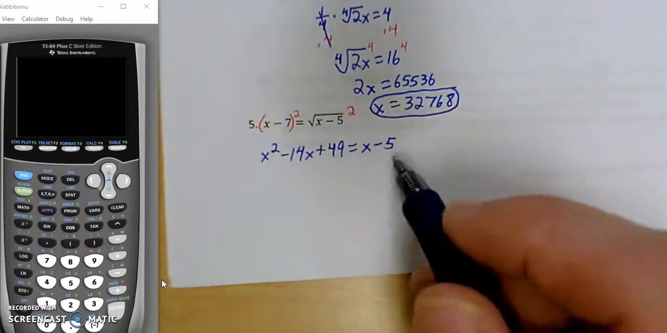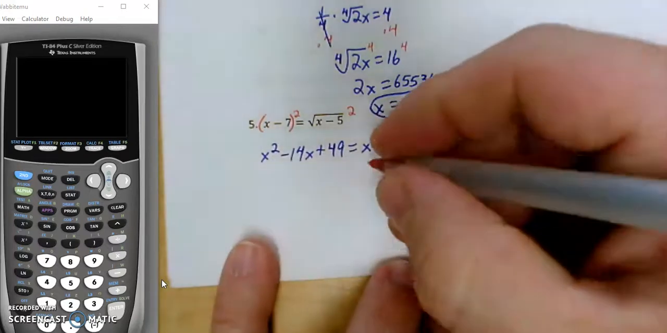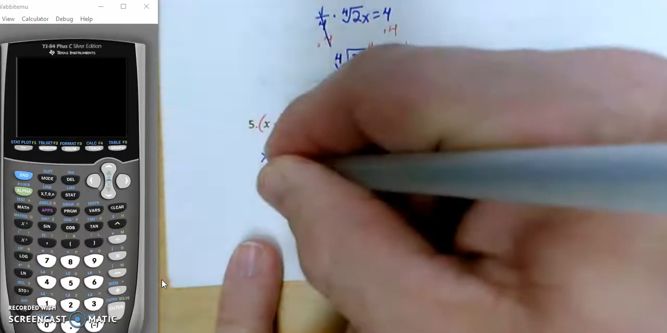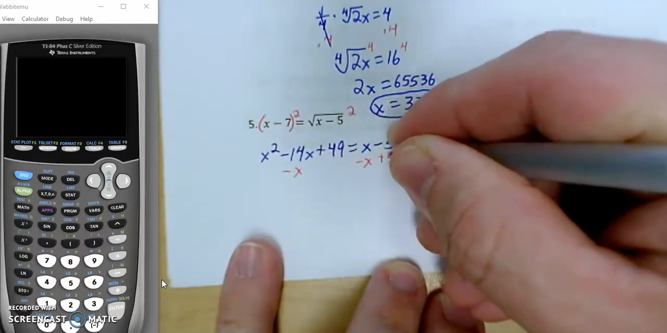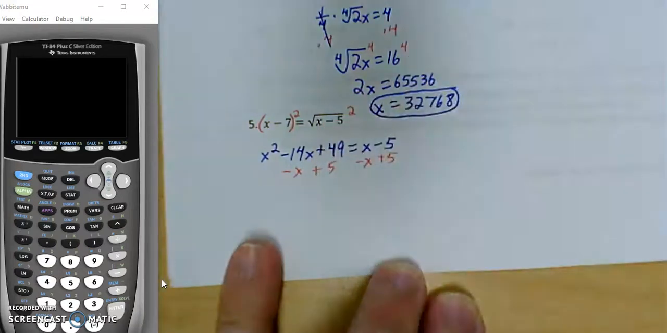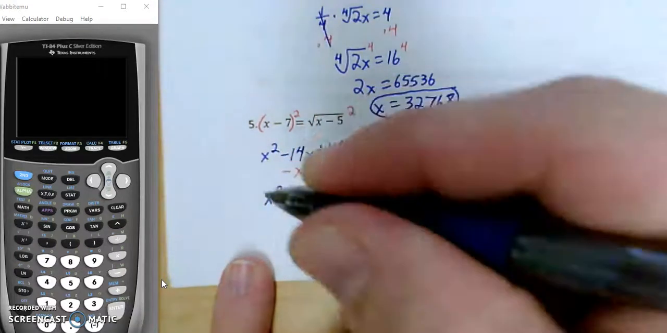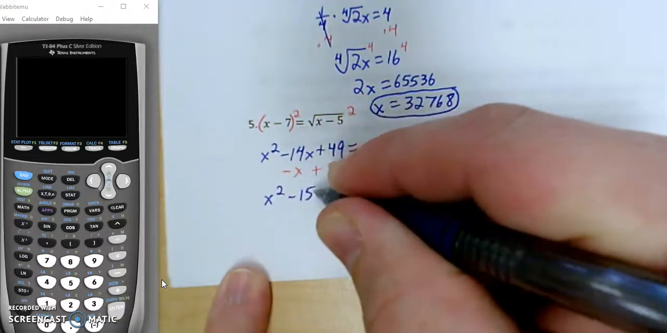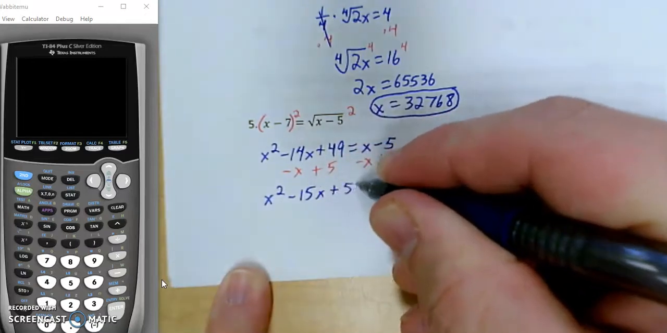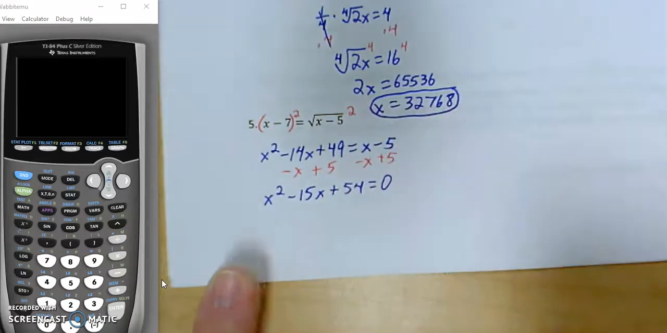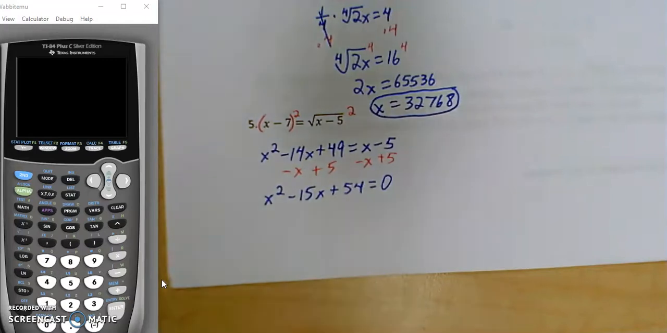Now, this is a quadratic equation. I would get it equal to 0 by subtracting x from both sides and adding 5 to both sides as well. So I'd have x squared minus 15x plus 54 is equal to 0. You could use your graphing calculator to solve this.